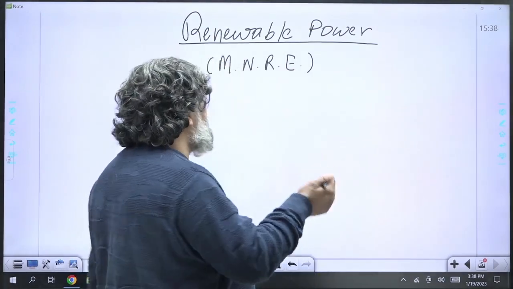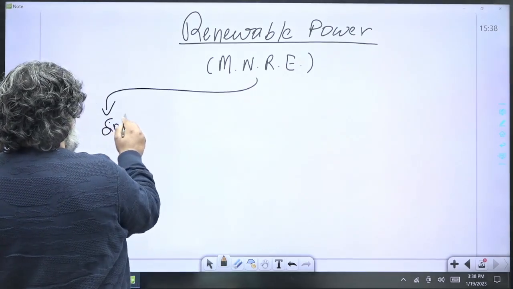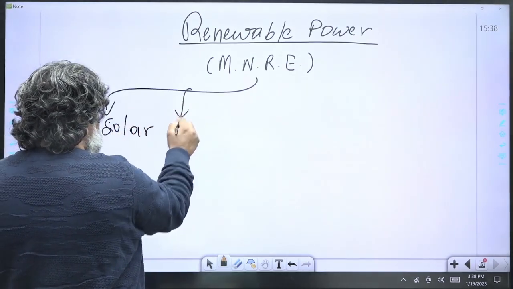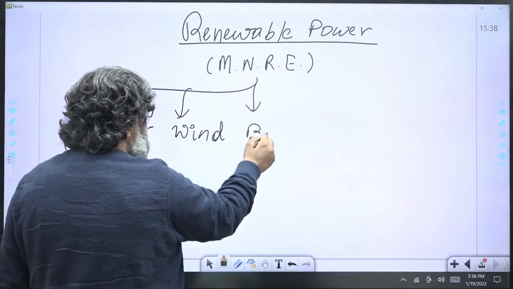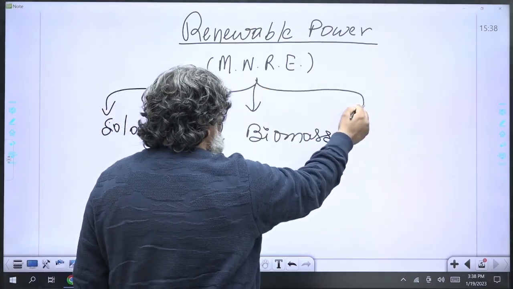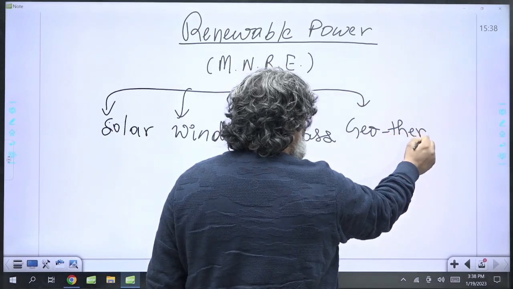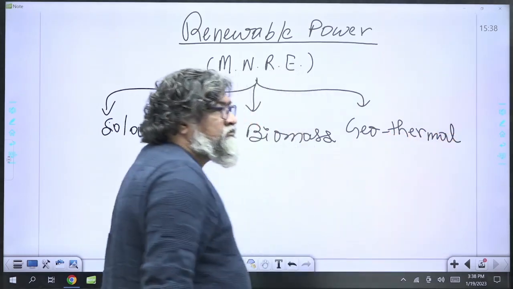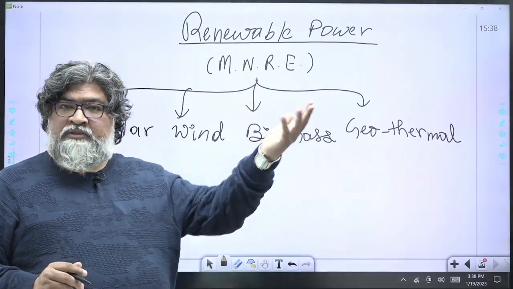So now what is very important here? One is the solar power. Second comes wind power. Third comes biomass, organic matter. From there we can generate electricity. The next is another one making headlines, geothermal, Ladakh. Ladakh is going to have a geothermal power plant. Iceland, US and all these countries generate that.